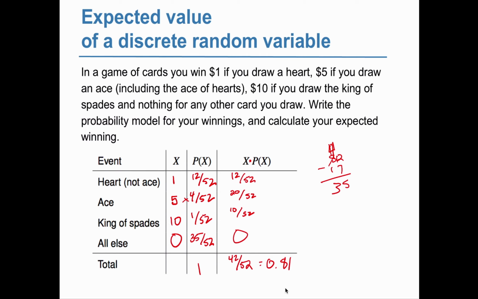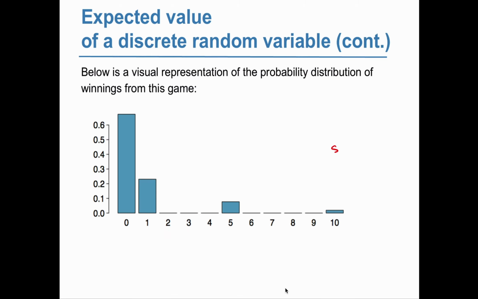So, when you're calculating the expected value, drawing a chart like this can be very helpful. All right, here's a visual representation of winnings from this game, right? Here's your 35 over 52 cards that give you nothing. 12 over 52 cards that give you $1. 4 out of 52 cards that give you $5. And 1 out of 52 cards that give you $10.